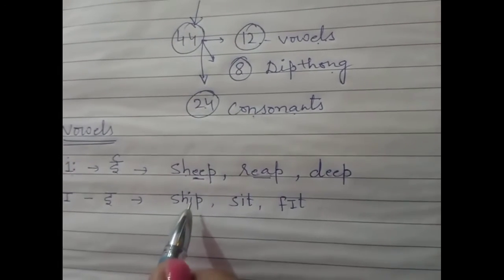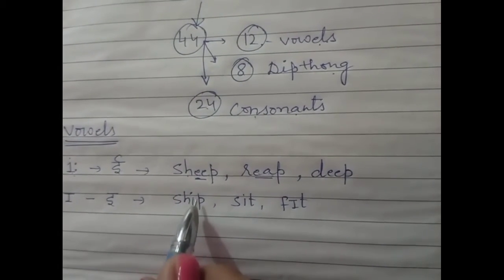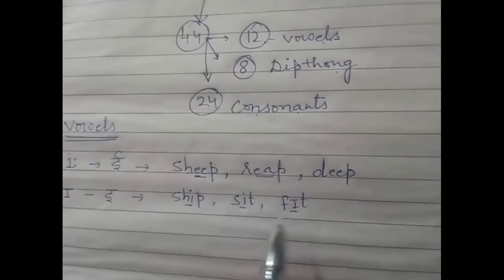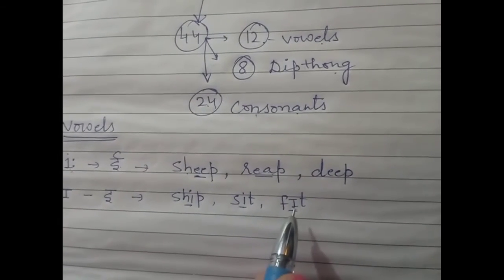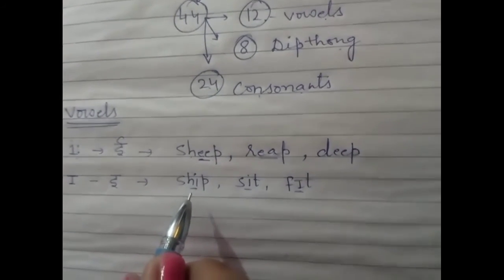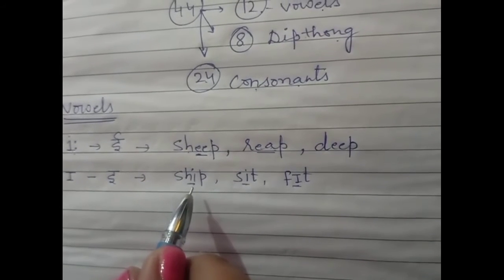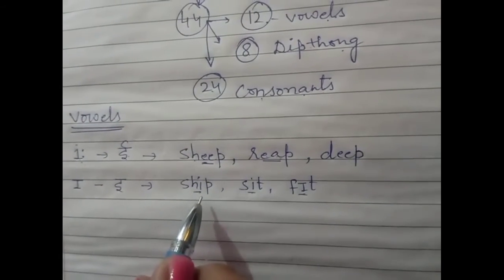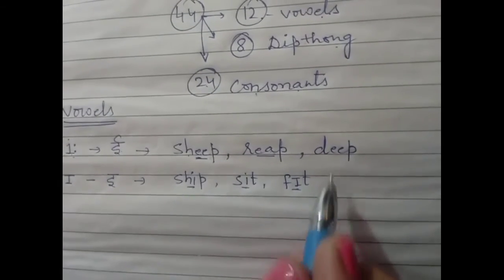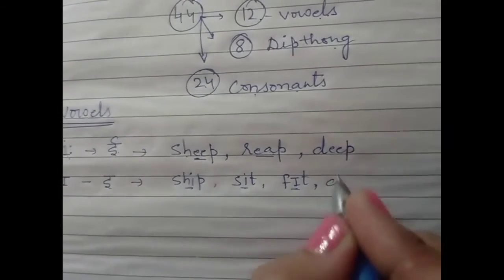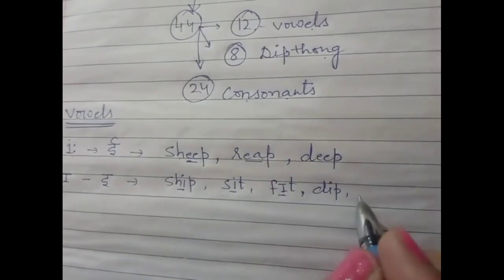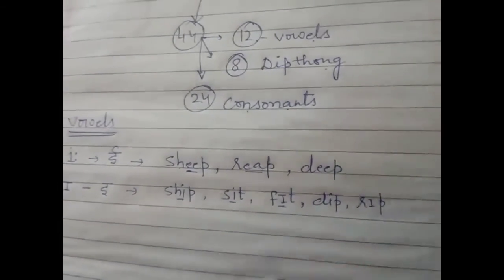It means whenever we find the I in spelling, the sound and the pronunciation of this word will go in the short sound. That is the short sound, that is the ship and sit and fit. We can take another word, dip, D-I-P, dip. This is the rip, short sound, rip. Is it clear?